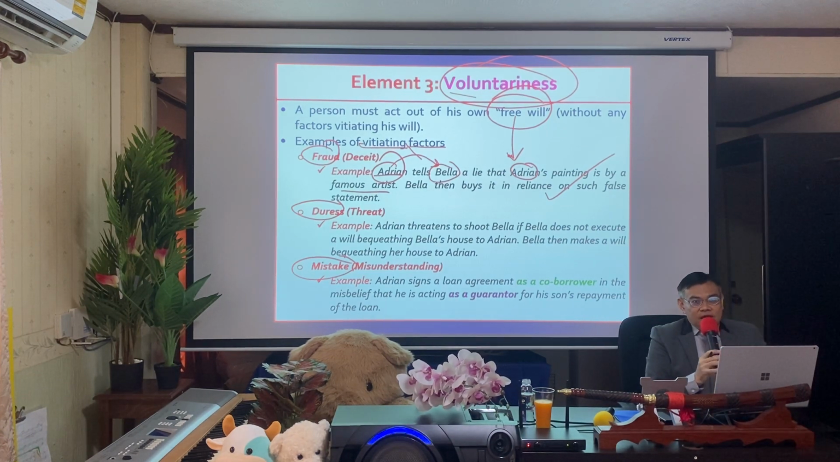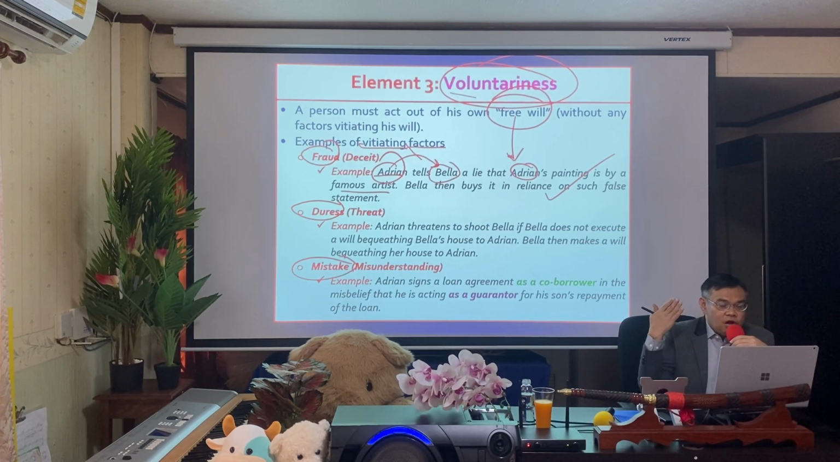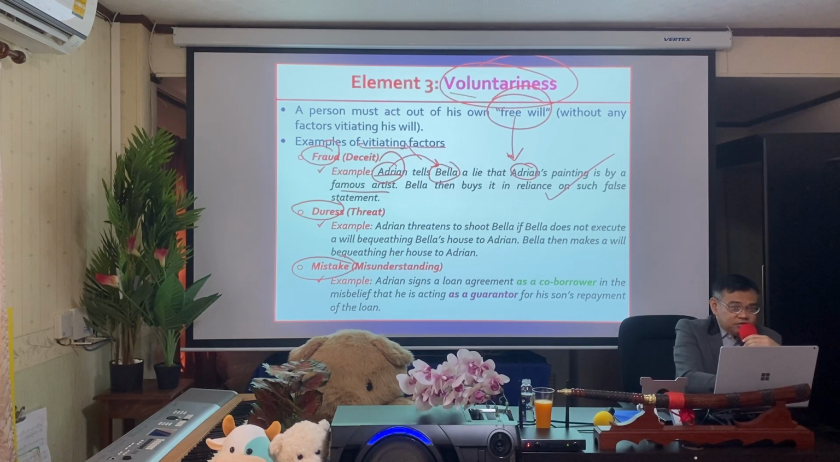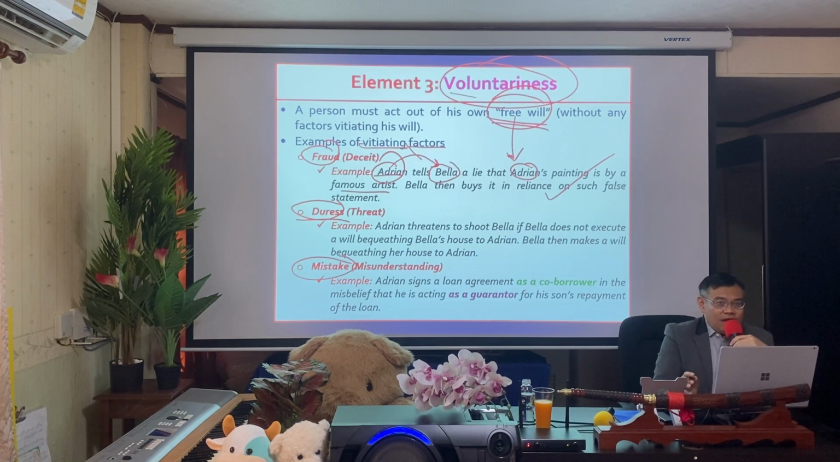In some cases, it will be void. In some cases, it will be voidable. Okay, we will talk about that, not today, but maybe next week: the concept of voidness and voidability and the consequences of voidness and voidability. Okay. Now coming to the case of duress again. And I would like to reiterate this.